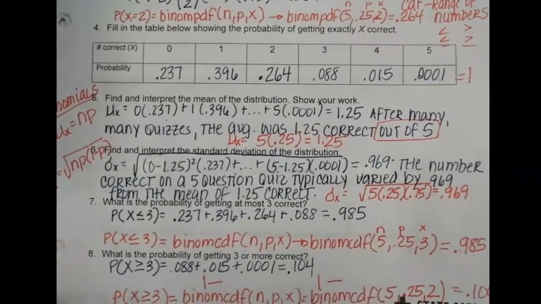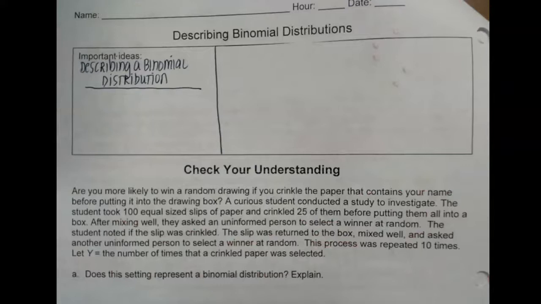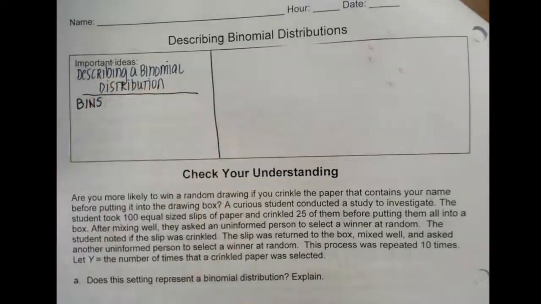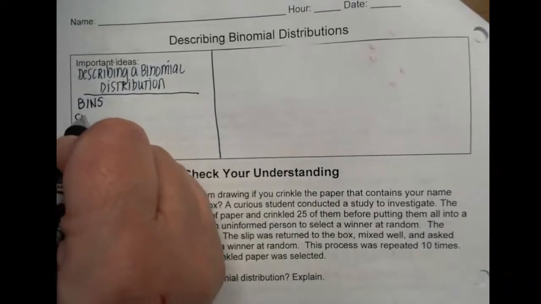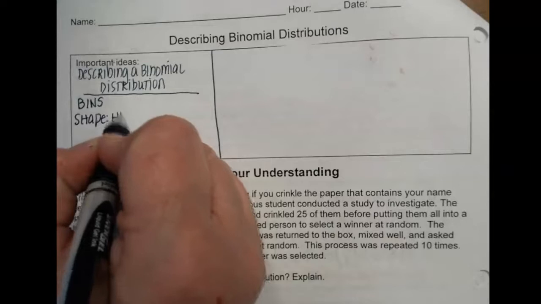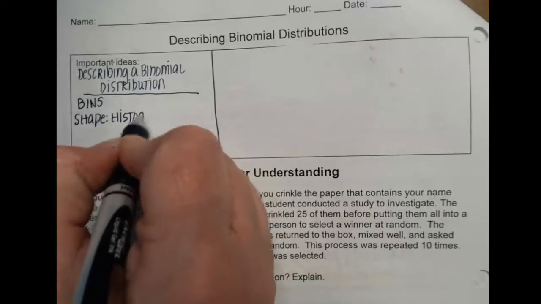All right, so let's flip this on over and do some summarizing of what we just talked about. The first thing we want to look at is describing a binomial distribution. We've already been describing them some when we're checking our bins. The other thing we want to do is look at the shape of our distribution, so we can make a histogram. And I'll show you how to do that.